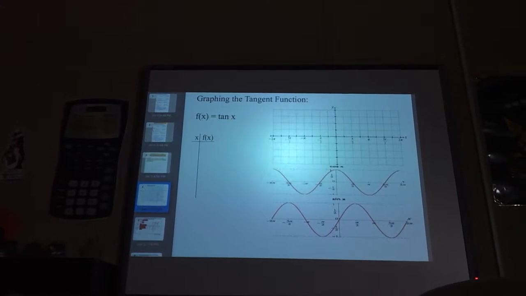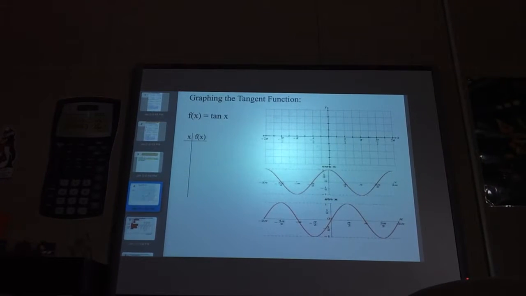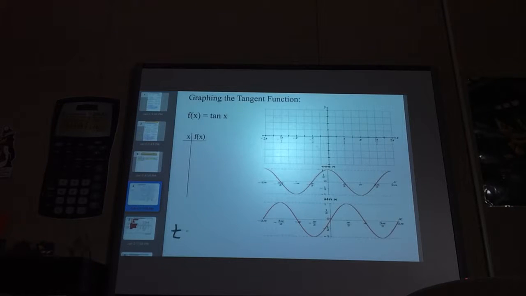Okay, so let's talk about how you graph a tangent function. The things you have to recall is that your tangent function on your unit circle is the y value over the x value. Now, our y value is our sine, our x value is our cosine.